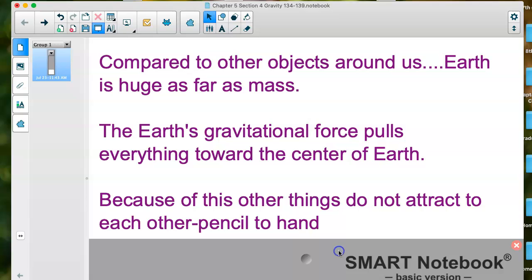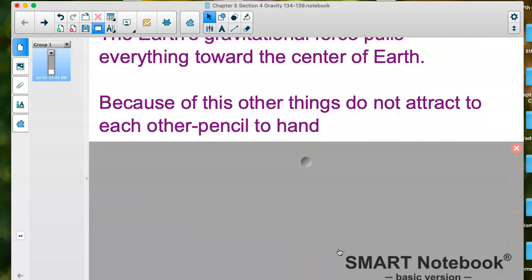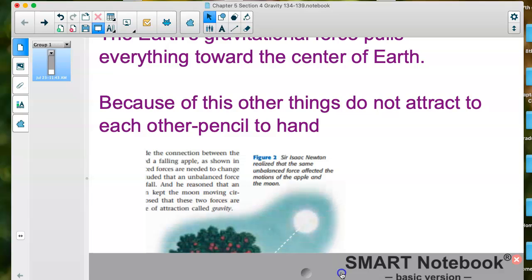We know that, right? Now, that's why my pencil doesn't, obviously, like gravity doesn't pull it to my hand, right? It goes to the Earth. So that's an important thing to note.